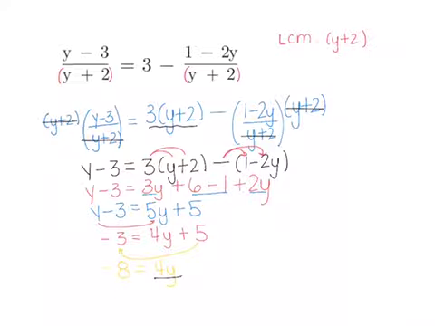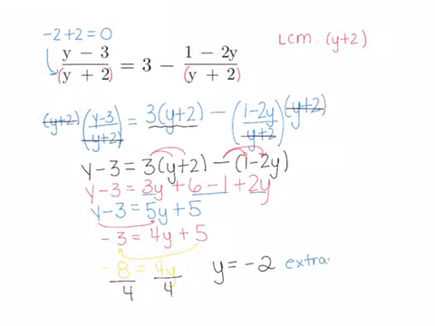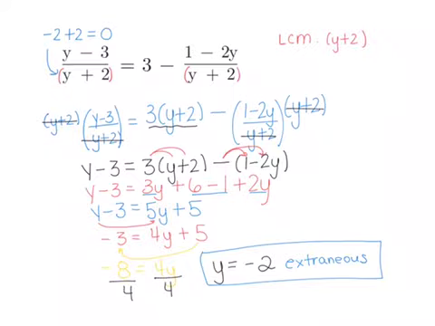And then finally, I'm going to divide both sides by 4. And we get y is equal to negative 2. Now this time, when I go to check it, if I plug it in here, I would have negative 2 plus 2, which is 0. I can't have 0 in my denominator. So y equals negative 2 is an extraneous solution. It looks like a solution, but it actually isn't.